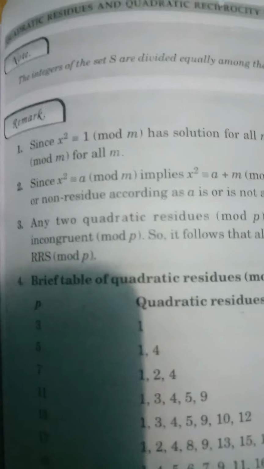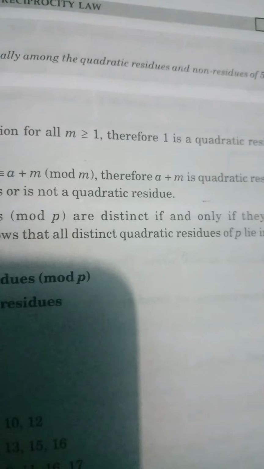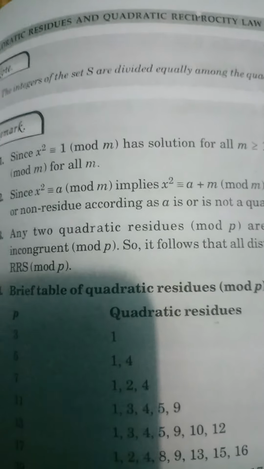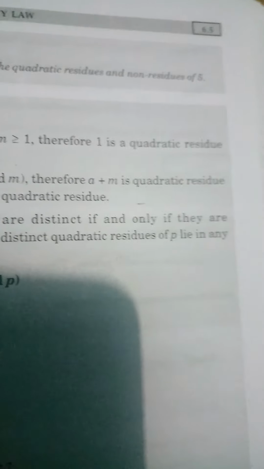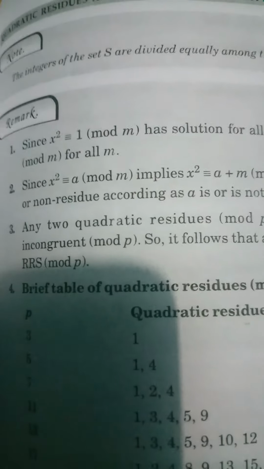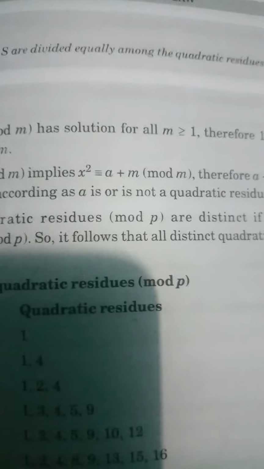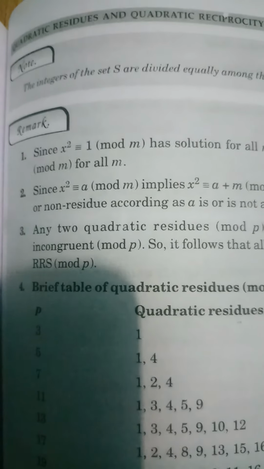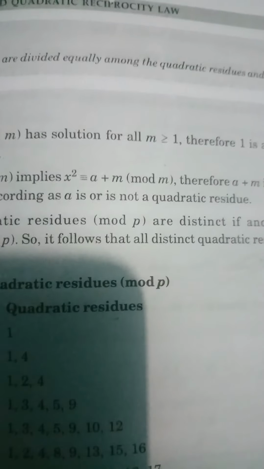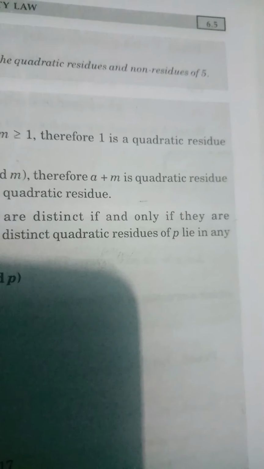रिमार्क 2 हो गया. थर्ड, एनी टू क्वाड्रेटिक रेजिड्यूज मॉड p आर डिस्टिंक्ट. कोई भी दो क्वाड्रेटिक रेजिड्यूज मॉड p डिस्टिंक्ट होंगे इफ़ एंड ओनली इफ दे आर इनकॉन्ग्रुएंट मॉड p. Any two residues mod p are distinct if and only if they are incongruent mod p. So it follows that all distinct quadratic residues of p lie in any RRS mod p.